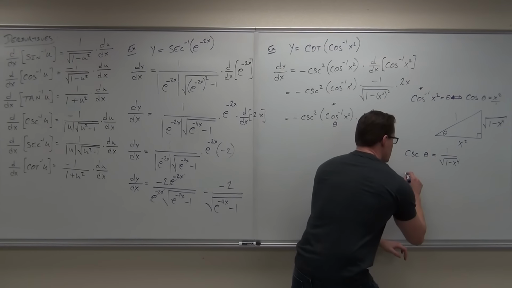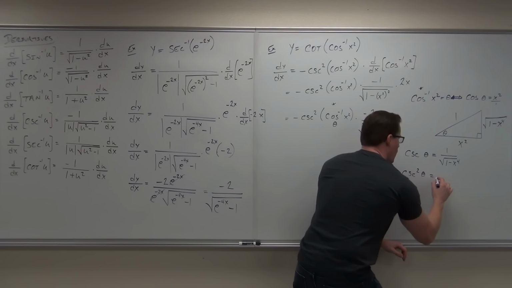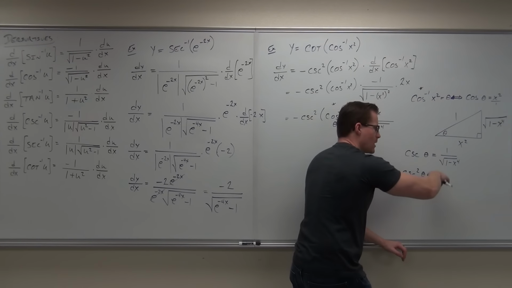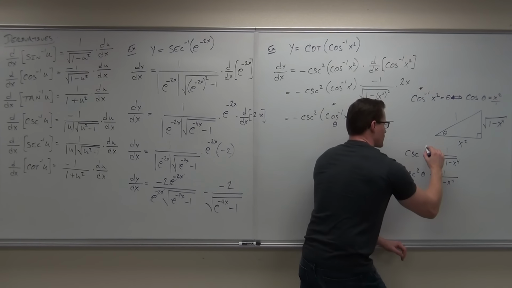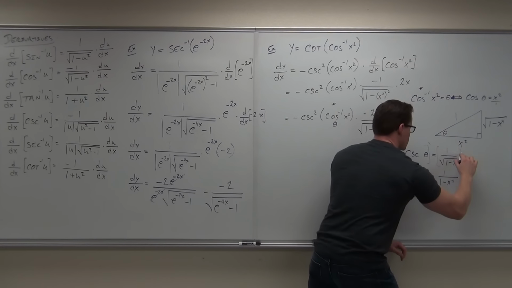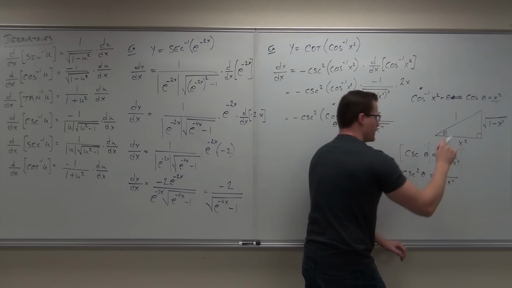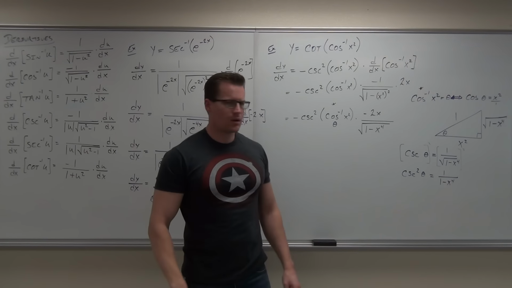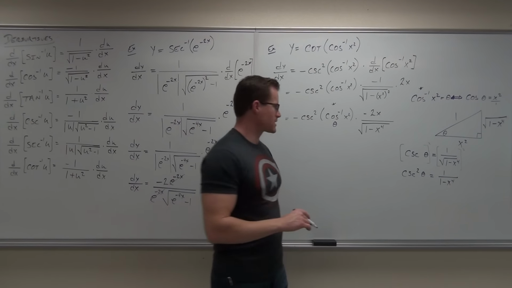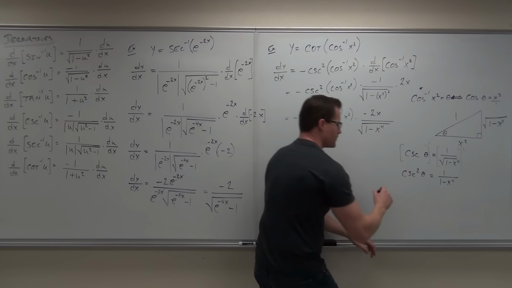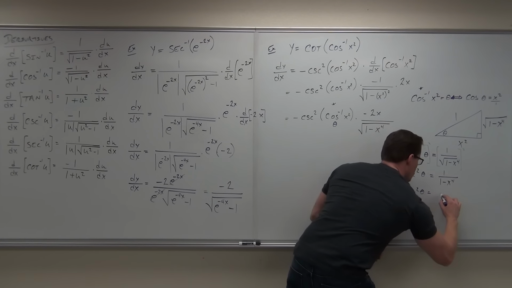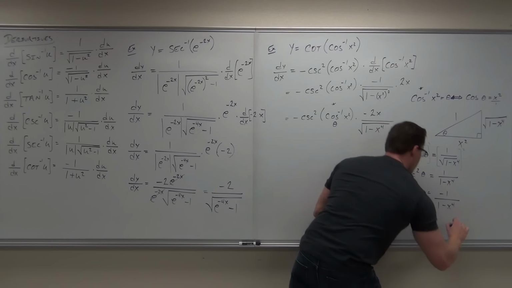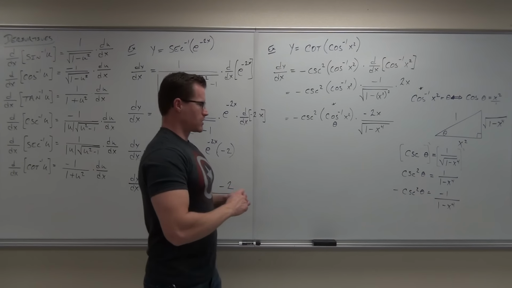So if I want cosecant squared theta, all I have to do is square the numerator and denominator. That means I get 1 over 1 minus x to the fourth, because if I square this, I square this, 1, and then the square root's gone. Are we okay with that one? Yeah. Last step. If I want this to be negative, put a negative. So negative cosecant squared theta gives you negative 1 over 1 minus x to the fourth. Now let's put all of this together.